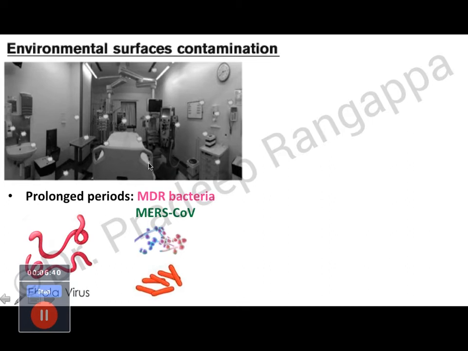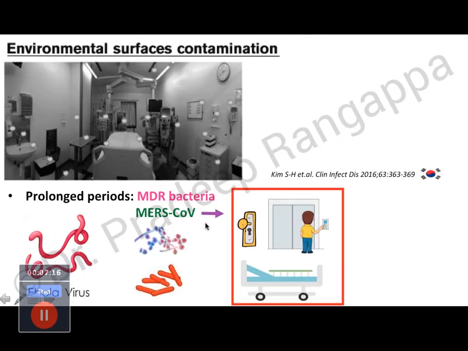And there are certain bacteria or viruses which can be present on the surface for a very prolonged period of time, and they can be immune to certain decontamination measures also. So the typical organisms that can remain on the surface for a very long time are MDR, multi-drug resistant bacteria, or Middle Eastern respiratory syndrome coronavirus, and Candida. Then you have Mycobacteria species, and even Ebola is found to remain on the surface for a very long time.